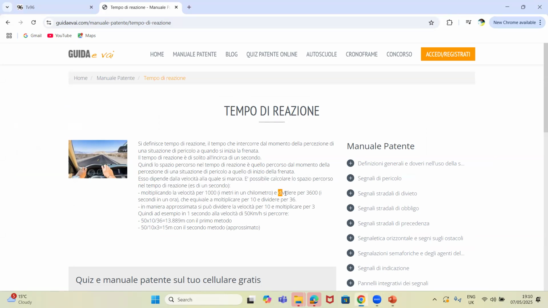I just want to write, they said, watch, divide 3,600 secondi in un'ora. Now, I want to tell us one thing. It is true they said that the time it takes you to react is about a second. Guys, 3,600 inside that second is small. They said it's about a second.